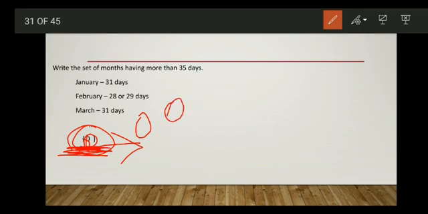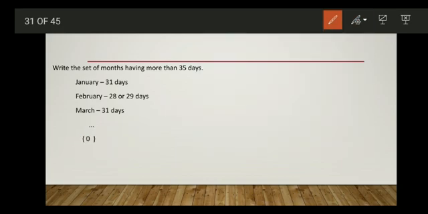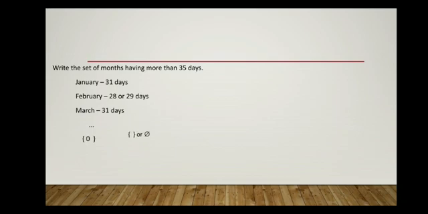That is, there is 0 number of months having 35 days. But this means that there is an element 0, that is, a month having more than 35 days, right? But 0 is not a month. So it is wrong to represent the set like this. Since this set has no elements, there is no month having more than 45 days, so we have to use empty set brackets or this symbol.